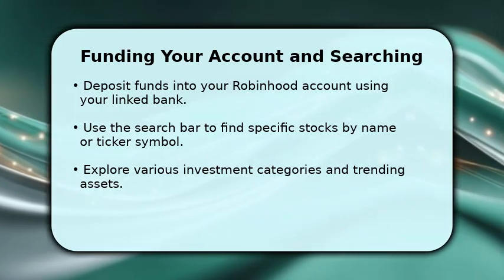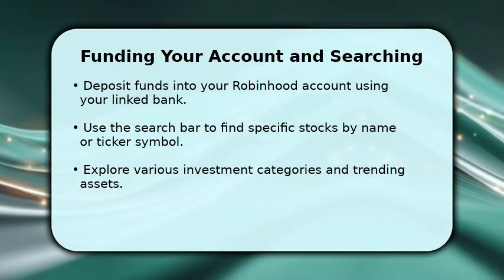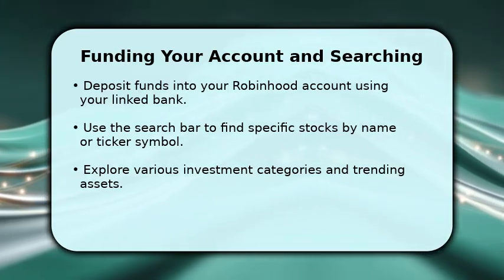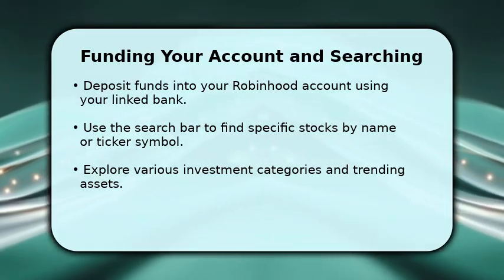Next, use the search bar at the top of the app to find the specific stock you want to buy. You can search by company name or its ticker symbol. Take some time to explore different investment categories and see what's trending.